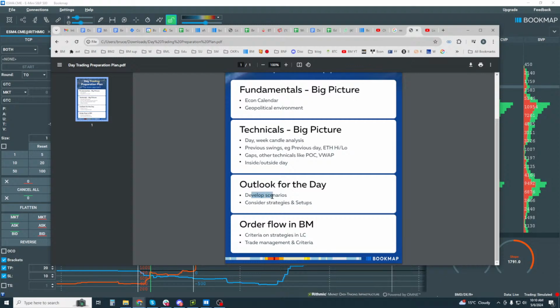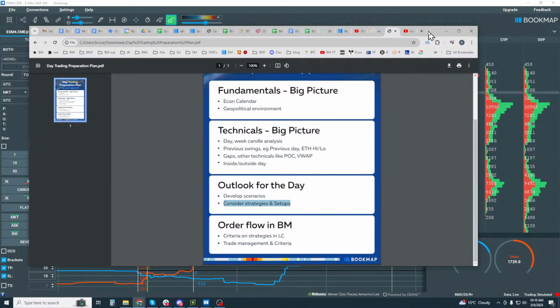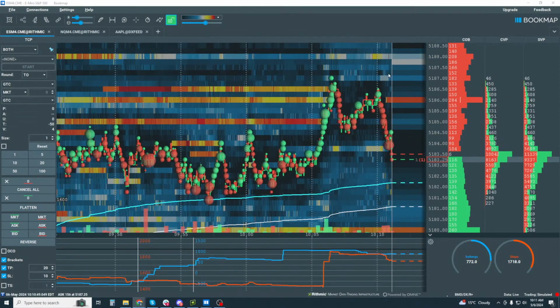Once we have our scenarios developed on where we think price is going to go based off of these fundamentals and technicals, then we can consider strategies and setups that we want to utilize. And that's when the rubber meets the road here, the order flow in Bookmap. Okay, so the criteria that we're looking for within our strategies in the Learning Center and our trade management and criteria as well. All right, so if you guys want access to this, you can find it in the Bookmap Academy. I'm sorry, the Bookmap All Markets webinar. I just pinned it in here, so you'll see it.